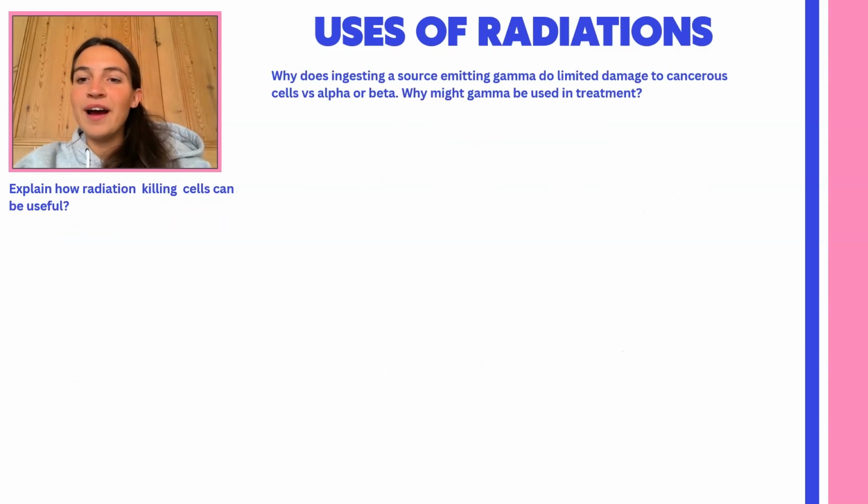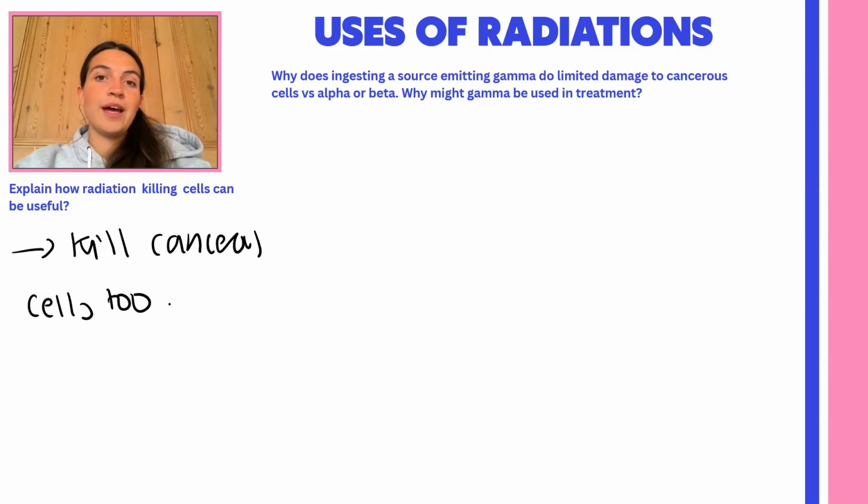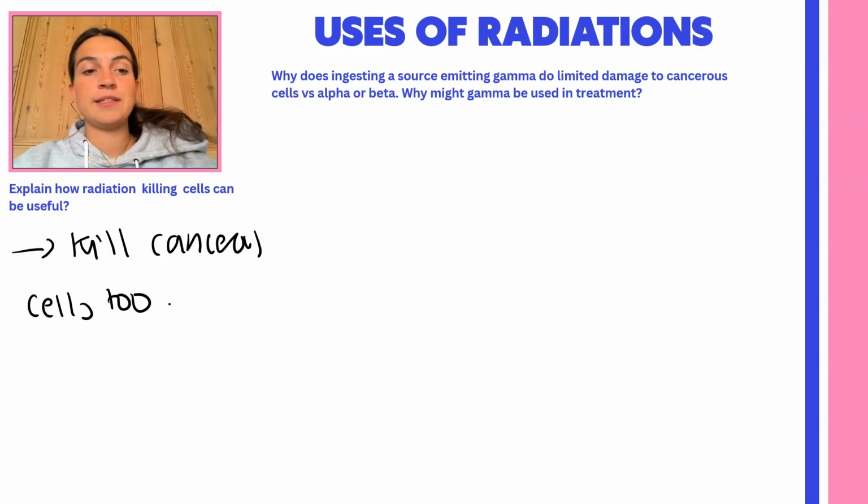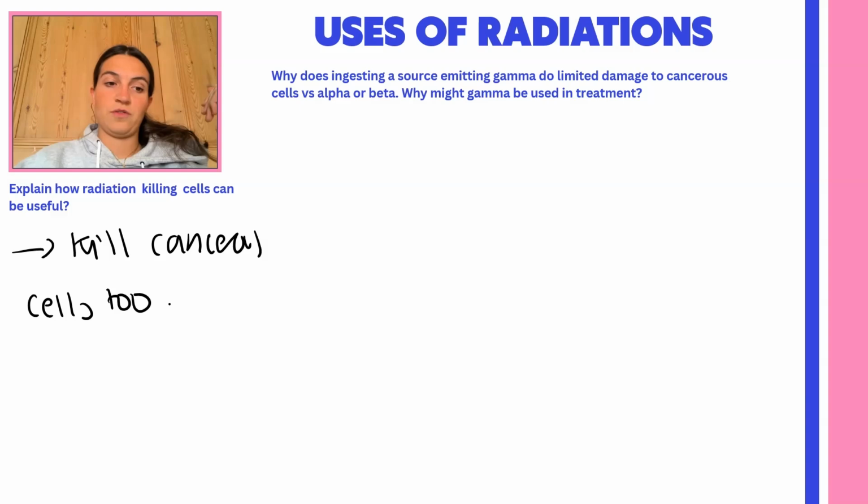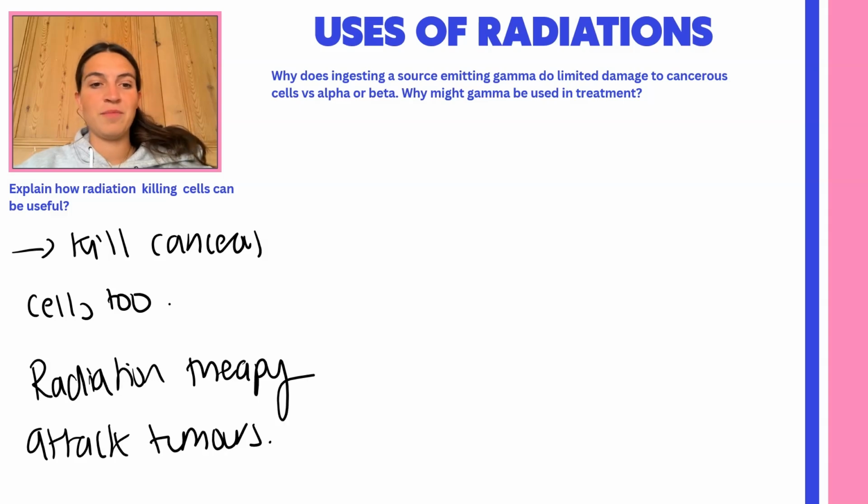Okay, explain how radiation killing cells can be useful. Well, it's not useful if it is killing healthy animal cells, but it is useful if it is being used to kill cancerous cells. So just like it can kill normal cells, it has the ability to kill cancerous cells too. So we can use it for cancer treatment. And in fact, we do use it for cancer treatment in radiation therapy to attack tumours.